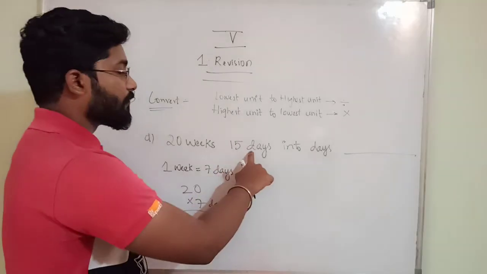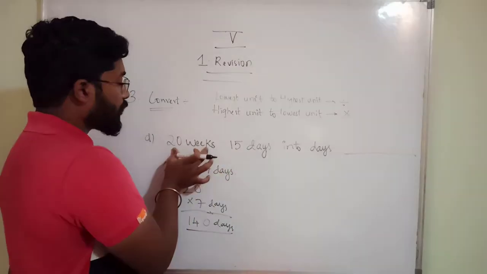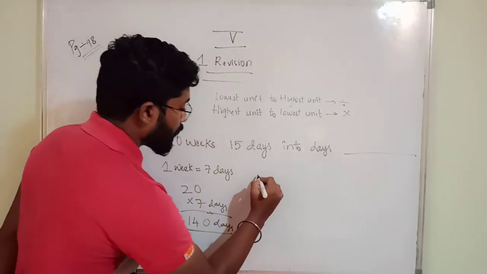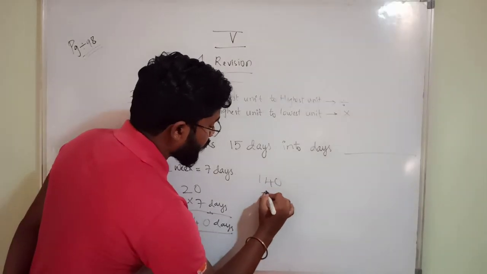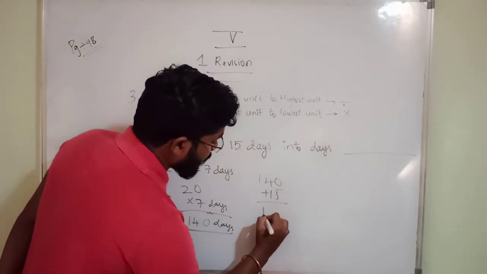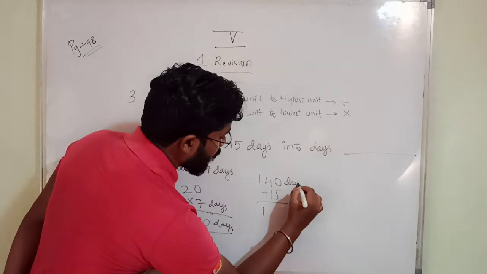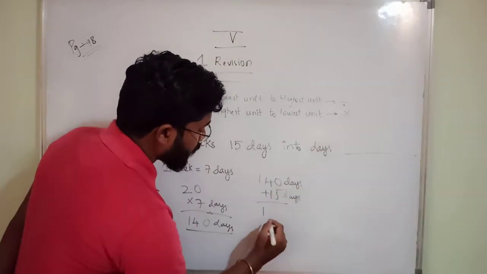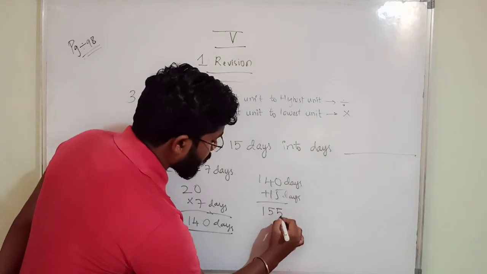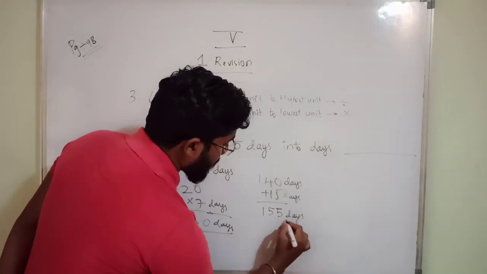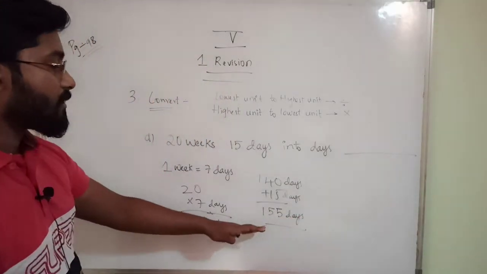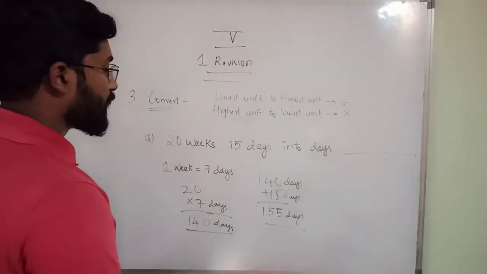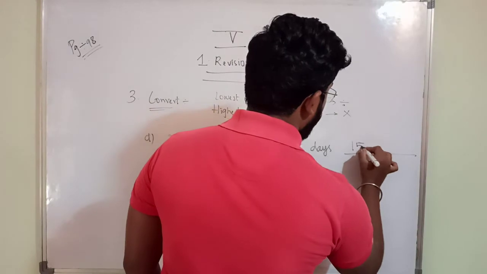Again you are having 15 days, no? This one only you have converted into days. So you have to add 15 to this one. 140 plus 15. You will get, this is days. 140 days plus 15 days. What you will get? 155 days. This is the total answer. We have converted this total into days. What is the final answer? 155 days.